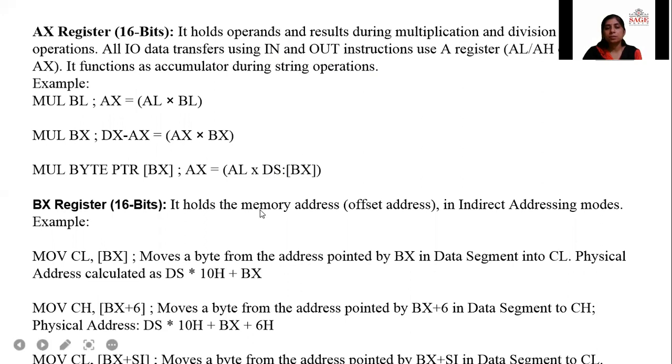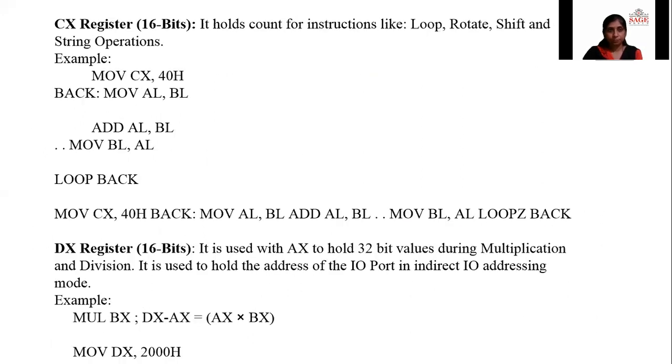The BX register is used to hold the memory addresses, the offset address in indirect addressing modes. The CX register is used for count in instructions like loop, rotate, shift, and string operations. The DX register is used to hold 32-bit values during multiplication and division, and it is used to hold the address of the input-output port in indirect input-output addressing mode.